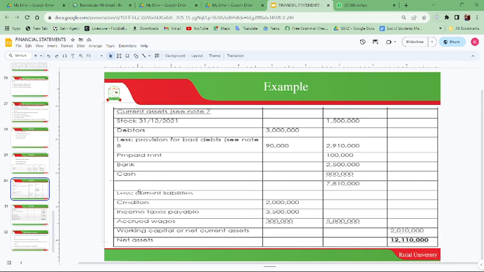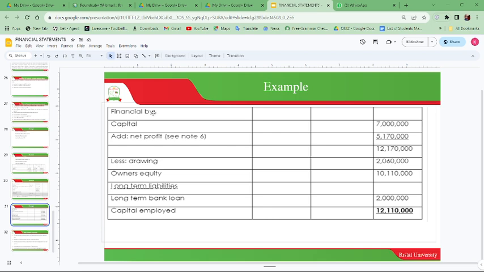Then we less the current liabilities. We may choose to do this by lessing the current liabilities from our assets. The current liabilities are creditors, income tax payable, and accrued wages, which is this. Then the working capital, or net current assets, will be this. So we get net assets, which is 12,000 plus this, which is 12,110.